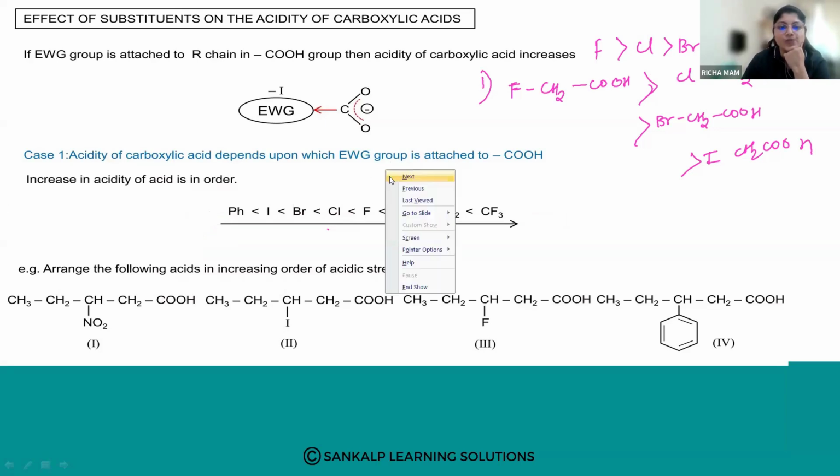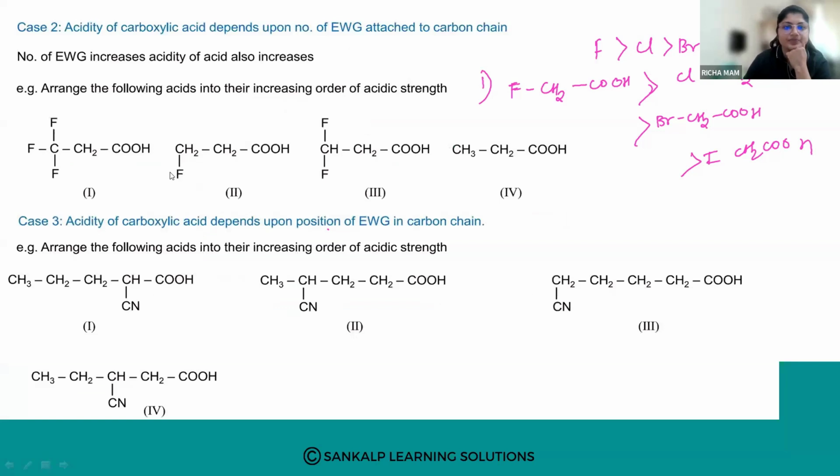Now, suppose here you can see what is happening. What you can see in the molecules is the number of electron withdrawing groups. Here we have taken fluorine atoms. Here one is there, here two are there, and there are no fluorine atoms. So as the number of electron withdrawing groups increases, acidity of the acid also increases. So which has more? This one, so this will come first.